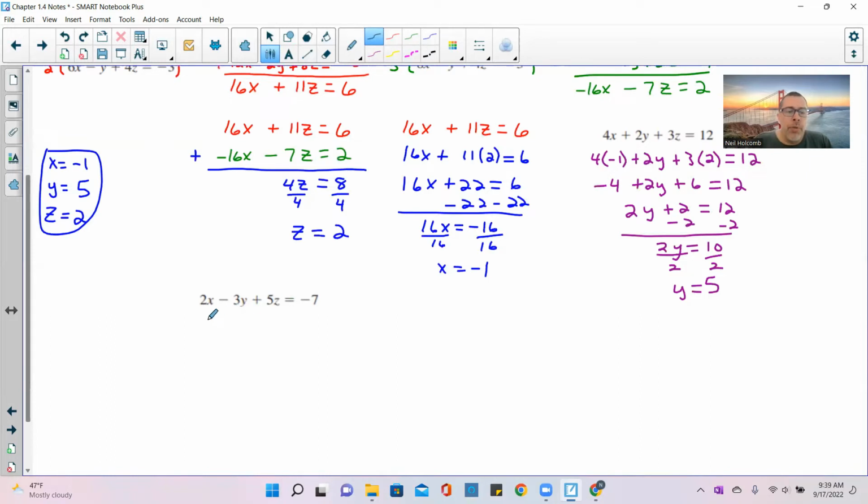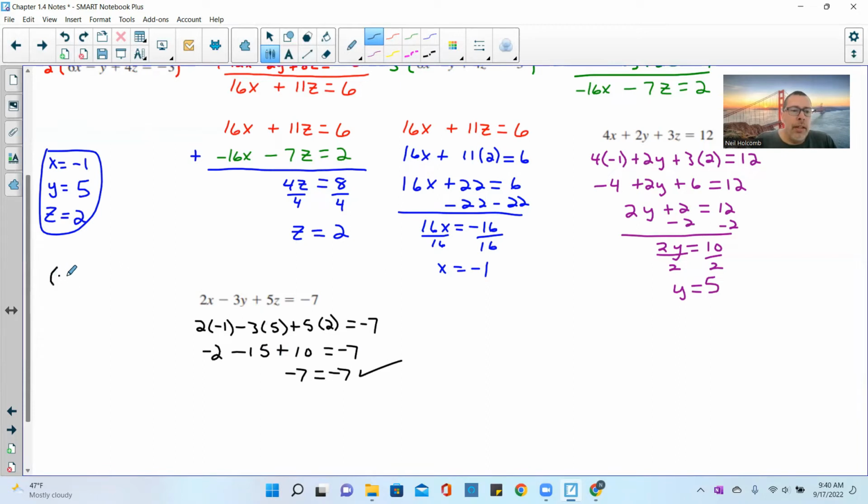This has to be true for all 3, but I'll just check the 1. So 2 times negative 1 minus 3 times 5 plus 5 times 2 has to equal negative 7. 2 times negative 1 is negative 2, minus 3 times 5 is 15, plus 5 times 2 is 10, equals negative 7. Negative 2 minus 15 is negative 17. Negative 17 plus 10 is, in fact, negative 7. And I got negative 7 equals negative 7. That is true. So my solution to this equation is negative 1.